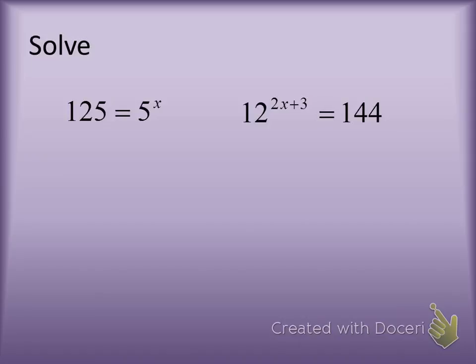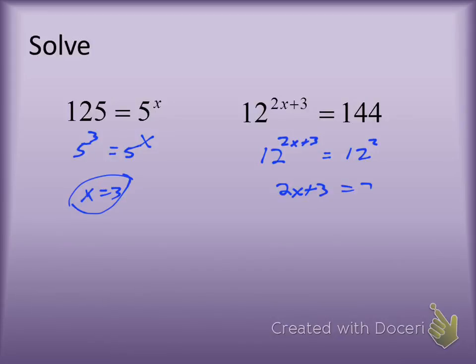So 125 equals 5 to the x. So we need to get down to 5. How are you going to rewrite 125? 5 to the third, which equals 5 to the x. So x equals 3. Great. All right, the second one here. 144 is what? 12 to the second, so 12 to the 2x plus 3 equals 12 squared. Set them equal. 2x plus 3 equals 2. Subtract 3, you get 2x equals negative 1. Divide by 2, x equals negative 1/2.